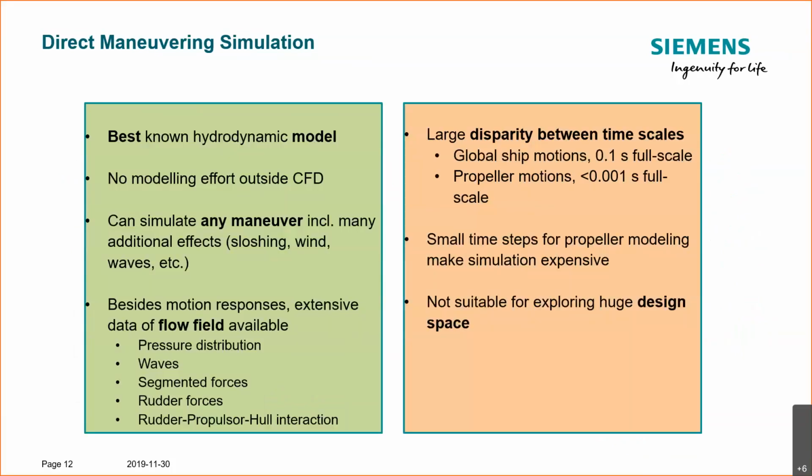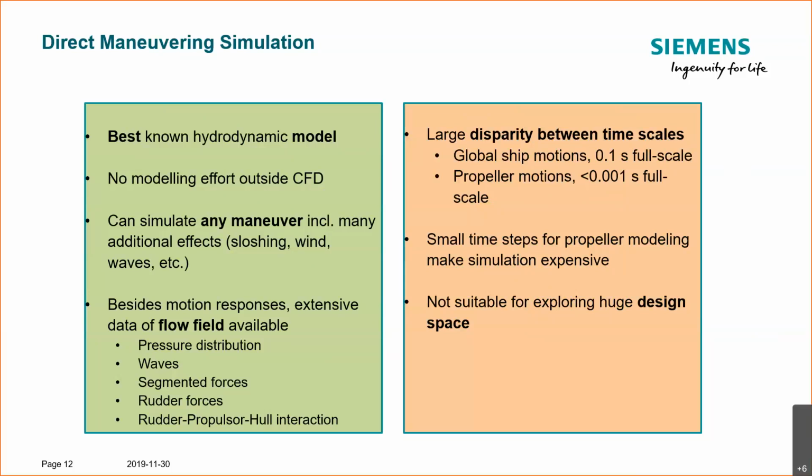Let's summarize the pros and cons real quick before we discuss the indirect maneuvering simulation. So this is basically the best known hydrodynamic model, and there's no modeling effort outside of the task to set up the CFD simulation. Another advantage is that we can simulate any maneuver, including many additional effects. So if you have tanks inside the ship where sloshing plays a role, on the roll motion, if that is included in a four-degree-of-freedom model, wind, waves, shallow water, or varying sea topography, everything can be considered.